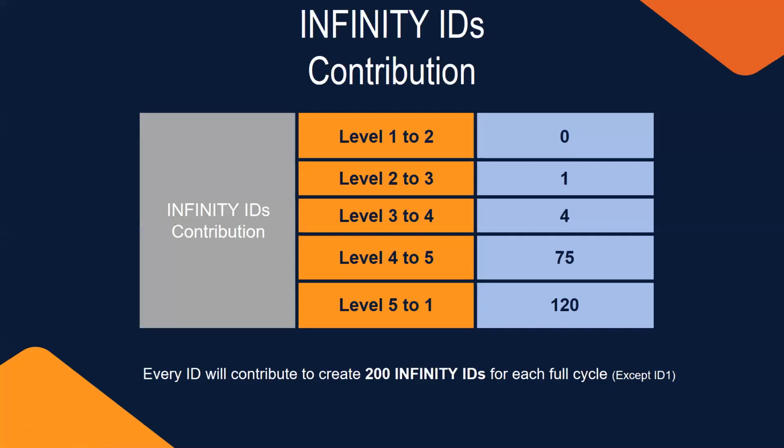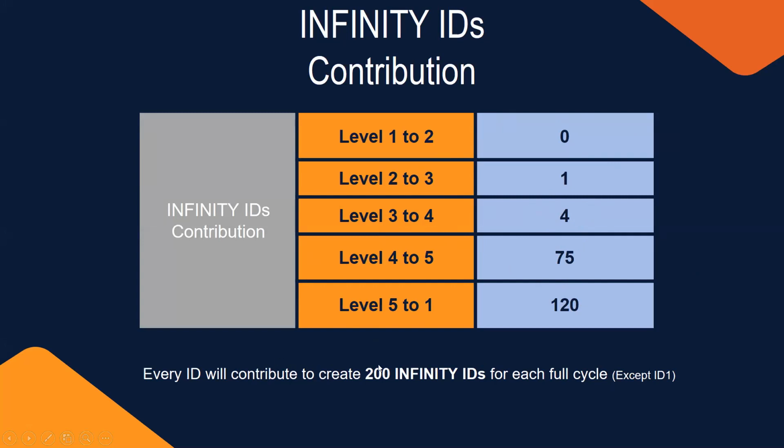We are going forward with the contribution and how much the contribution is for each person. Infinity ID contribution: from level 1 to 2, everybody will contribute zero ID cost. From level 2 to 3, everybody will contribute 1 ID cost. From level 3 to 4, 4 IDs cost. From level 4 to 5, 75 IDs cost. From 5 to 1, 120 IDs cost.